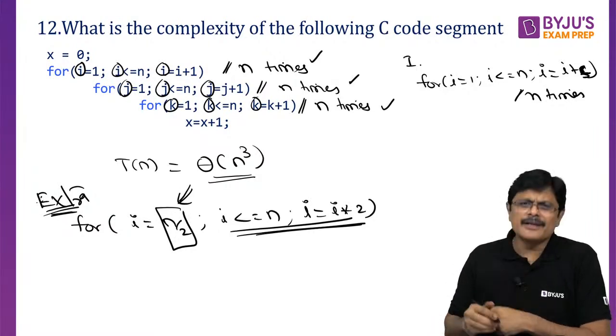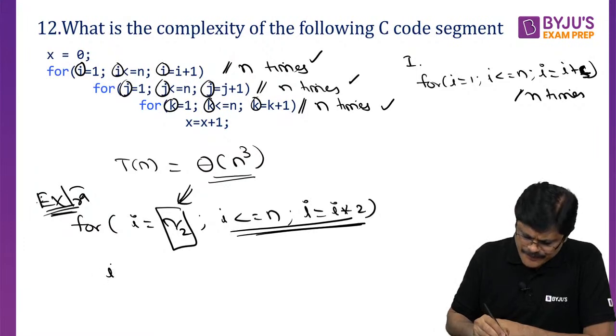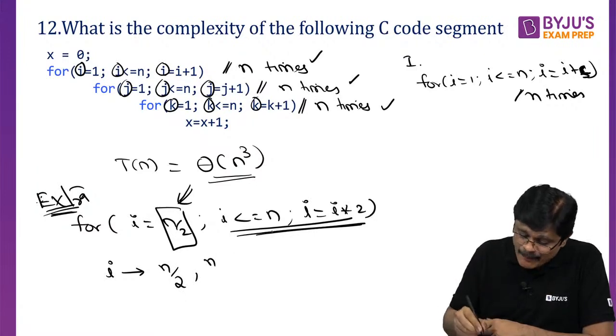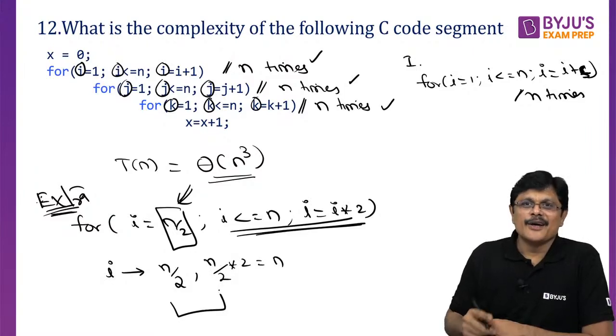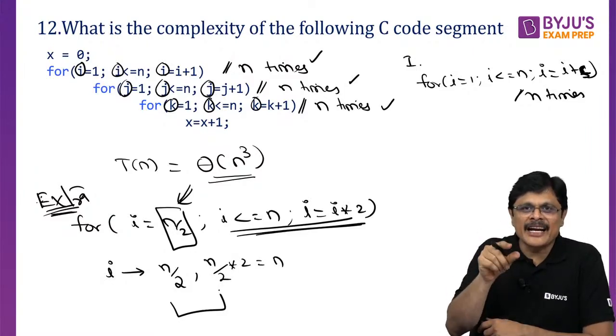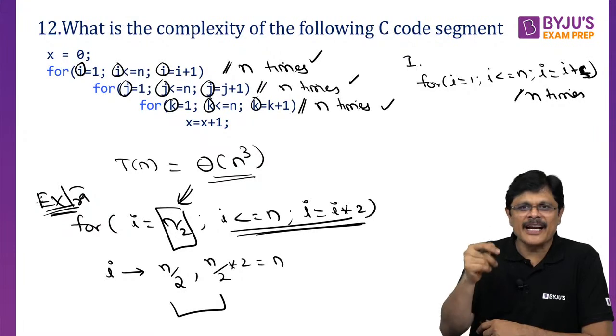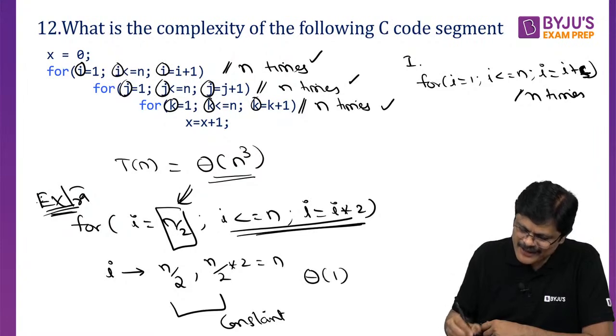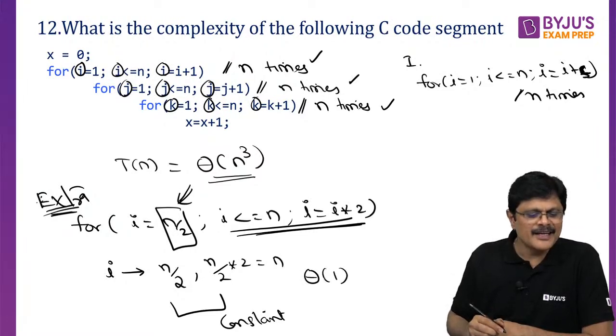Is it so difficult? Let me solve this. i is equal to n by 2. Every time you are multiplying by 2, n by 2 into 2 is n. In one iteration it enters, and in the second iteration it won't enter, it comes out of the loop. So it is just constant times. The answer for this is theta 1. Good, Kannababu, no problem.